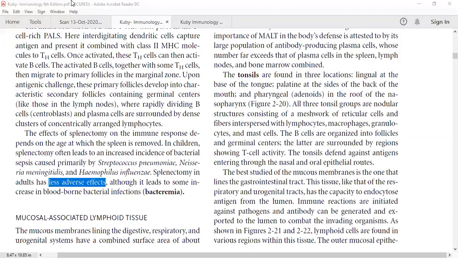Okay, if you will not answer my questions, then I will ask one by one. Hiba, you tell me why there is a difference if you remove the spleen of an adult and children.